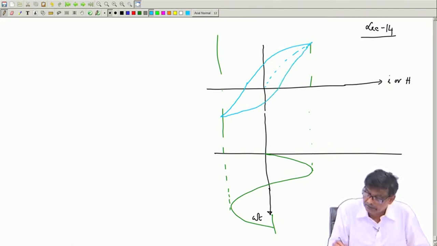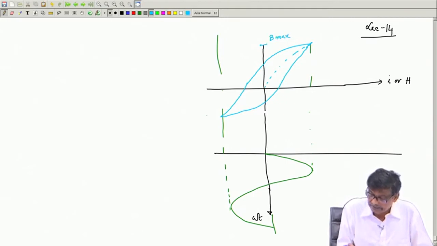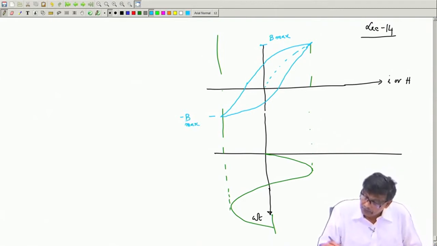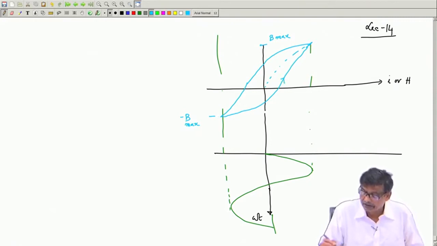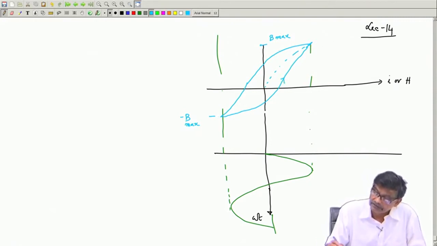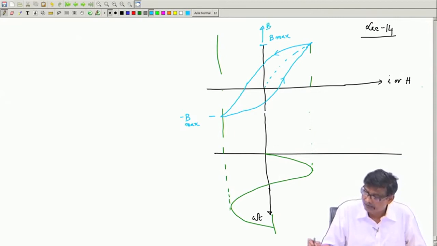It will be like this. So, this is B max here, and this level is minus B max. Okay. So, this is when dI/dt is positive, current is increasing, I have to use this. When dI/dt is negative, I have to use this part of the BH curve.